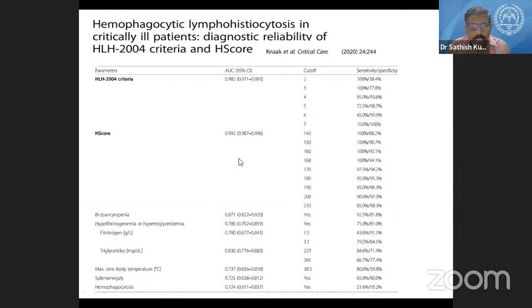There is a recent paper which was published in 2020 in Critical Care. They looked at how good two criteria are, the HLH 2004 criteria and the HS score. Again, this is done in the adult ICU setup.